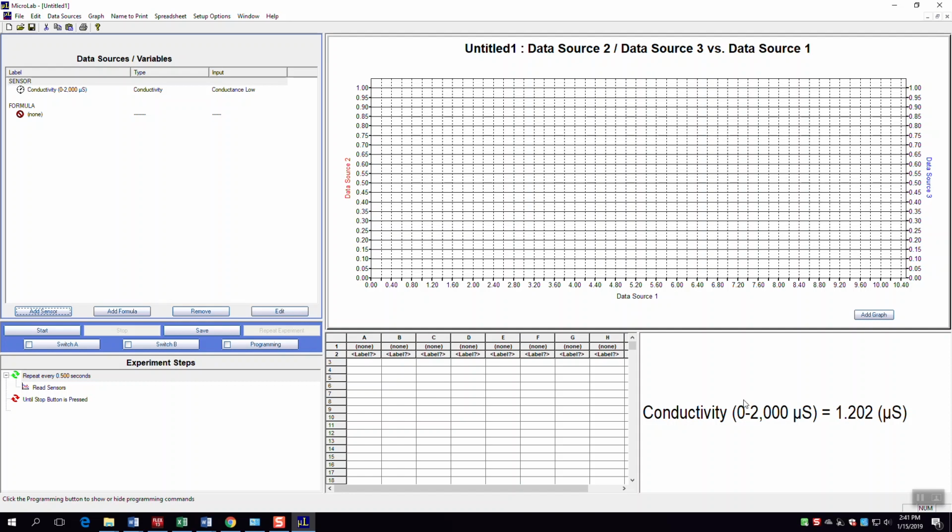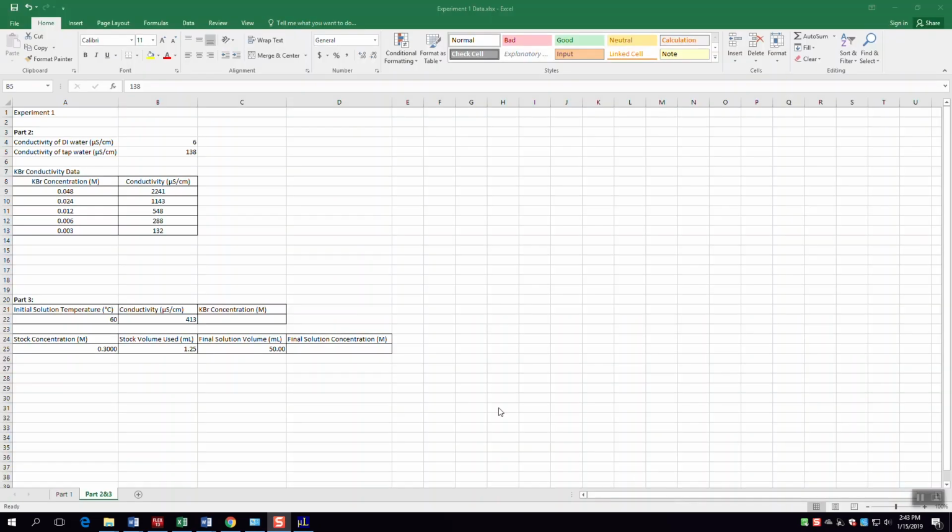Next, we're going to go over how to do the Excel spreadsheet for part 2 of the experiment. Now we're ready to look at our Excel spreadsheet and figure out how to use our data to create our calibration curve. First, I want to remind you of 2 things.